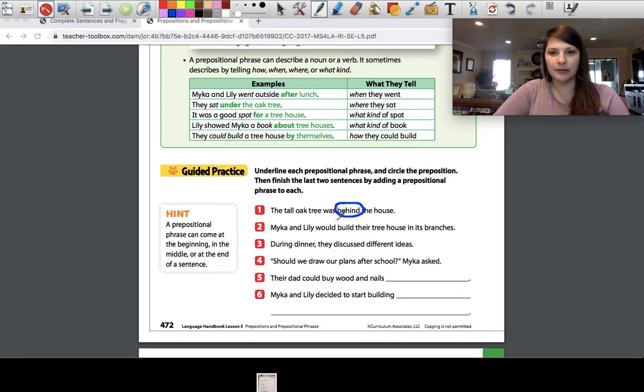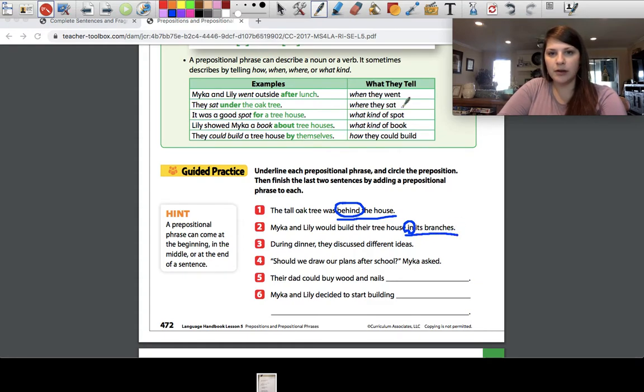Behind the house. So behind is my preposition, and behind the house would be my prepositional phrase, and that's a prepositional phrase that's telling me where. Number 2, Mika and Lily would build their tree house in its branches. We know that in is a preposition. So it would be in its branches.